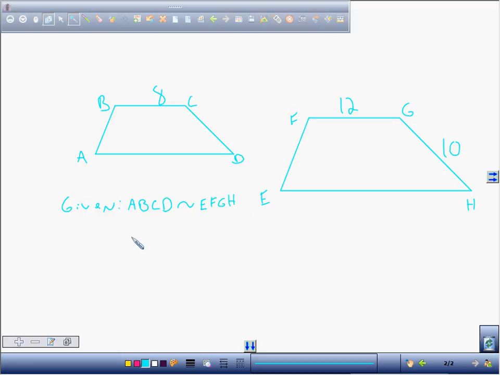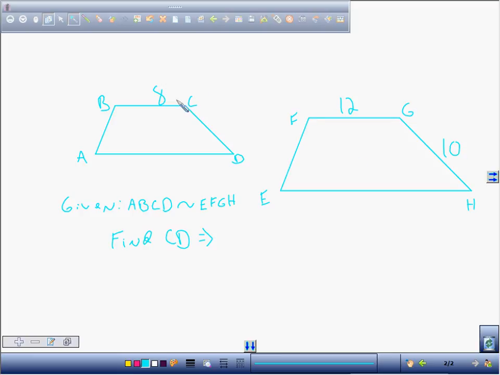And they will say something like, find CD. Could you find CD? 6.6. Find CD. And to do that, how do you get 6.6? Oh, the ratio is 2/3. Well, you're pretty smart. Slow down.